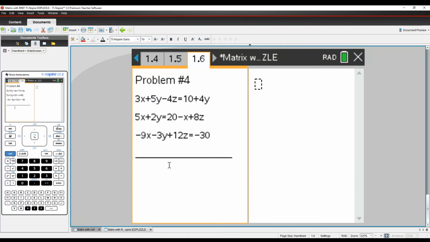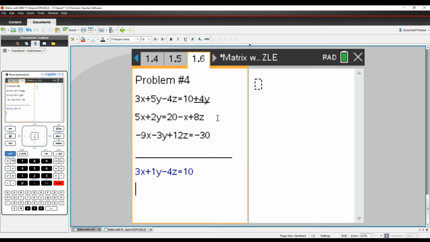The last question. Again, we need to rewrite these in standard form. On this first problem, I see this positive 4y and I need to get rid of it here. So I'm going to subtract 4y. So 5 minus 4 becomes 1y. So 3x plus 1y minus 4z equals 10.